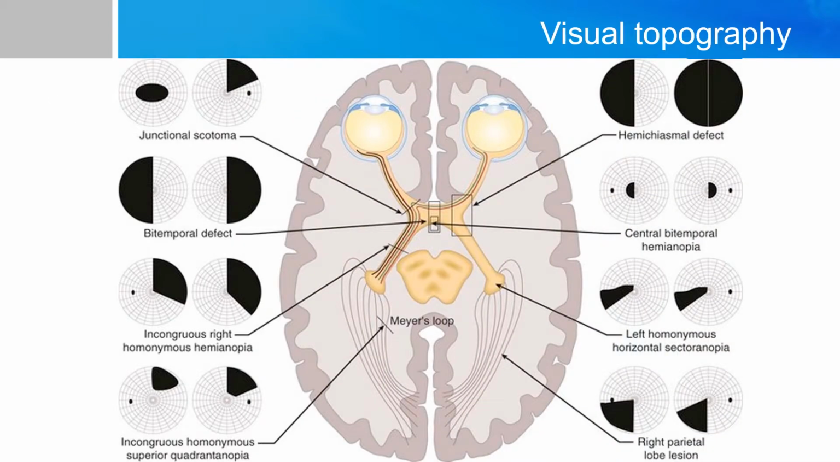So let's move on to the optic nerves, chiasm, and tracts. Here's a diagram that shows the different defects that can be obtained from lesions at different locations. I won't belabor the point with each individual one, but I just wanted to cover one specific lesion that is very intriguing. It's called the junctional scotoma.